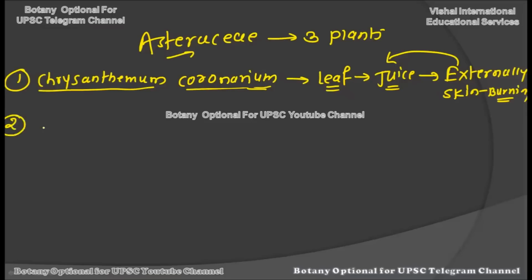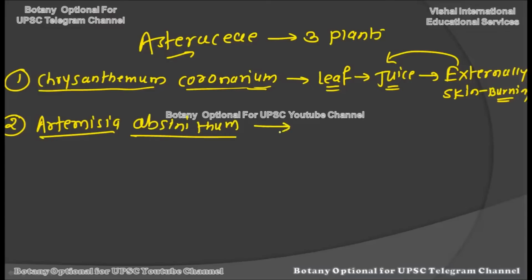Okay, so the second plant we have in the Asteraceae plant family is Artemisia. It's a famous genus, right? Artemisia, and the name of the species is absinthium. Carefully write it down. So Artemisia is the genus name, and absinthium is the species name. And which part are we going to use? The whole plant. The whole plant of Artemisia is used here to create a particular kind of paste.